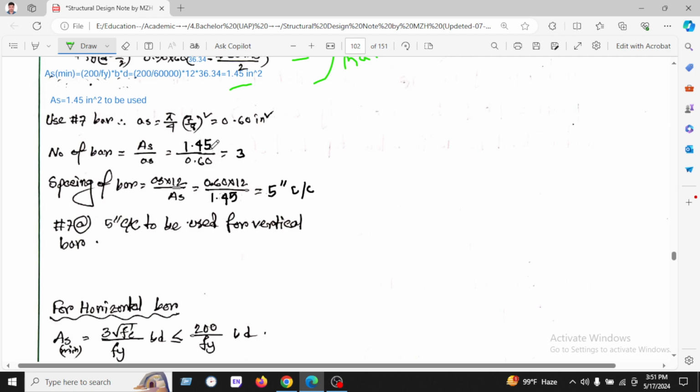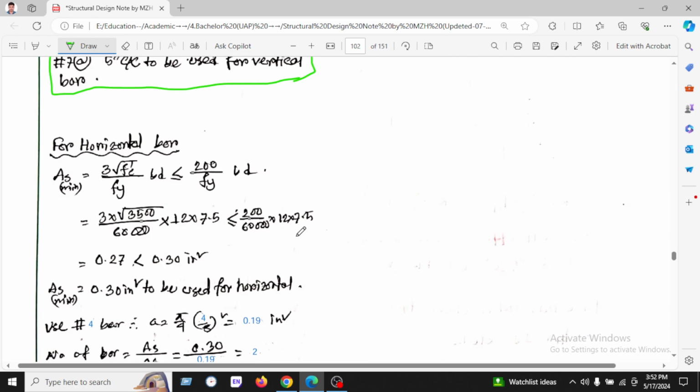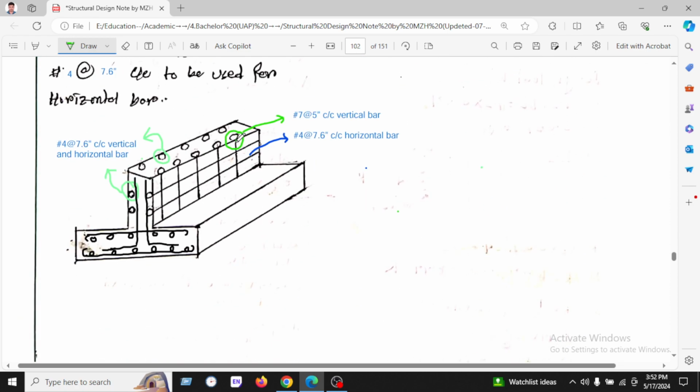and the number of bars needed is 0.15 into 0.60, which is 3 per feet. 3 per feet, we have to write that only 3 bars will be used per feet, but we don't need to calculate it. Rather we will use the spacing of bar as equal to 12 divided by s and found 5 inches center to center. So we can conclude that the number 7 bar at the rate of 5 inches center to center is to be used as a principal bar. This is the main reinforcement bar.